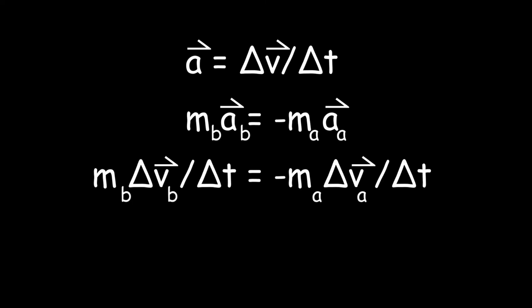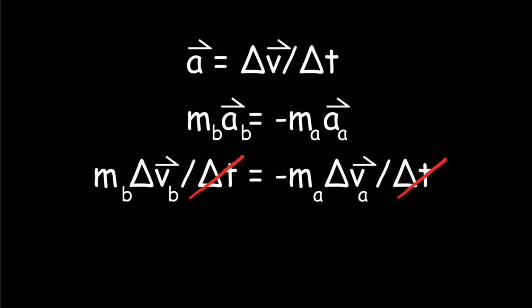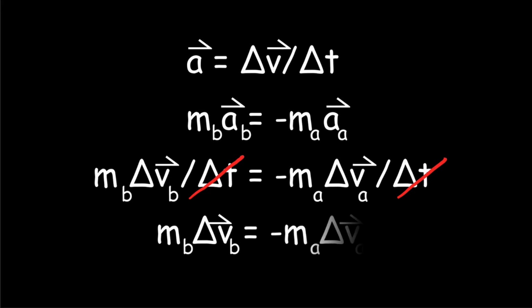Because both sides are divided by the same change of time, we can cancel change of time from the equation and simplify to get mass of the ball times change of velocity of the ball is equal to an opposite of the mass of the astronaut times the change of velocity of the astronaut. This looks somewhat familiar? Mass multiplied by a velocity? You may recognize this. Take a look at your equation sheet.